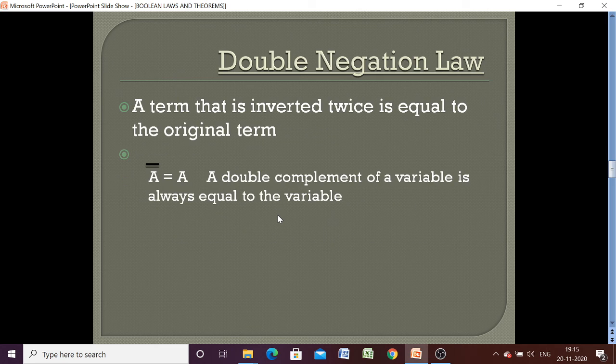Now coming to the next one, the double negation law. Already we have seen in the table that if a logical variable is negated twice, inverted twice, then the result will be the logical variable itself. जैसे कि हमने मैथ्स में पढ़ा है नेगेटिव एंड नेगेटिव मेक्स पॉजिटिव. ठीक है, अगर हम नेगेशन ऑपरेटर अरिथमेटिक ऑपरेटर में भी यूज़ करते हैं, तो वहाँ पे डबल नेगेशन से नंबर पॉजिटिव बन जाता है. वैसे ही यहाँ पे अगर हमने लॉजिकल वेरिएबल पे दो बार नेगेशन यूज़ किया है, तो रिजल्ट हमें उसका ओरिजिनल लॉजिकल वेरिएबल ही मिलेगा. So a double complement of a variable is always equal to the variable.